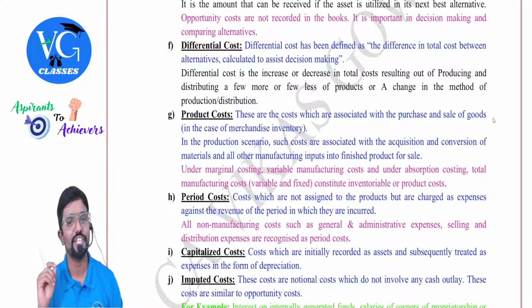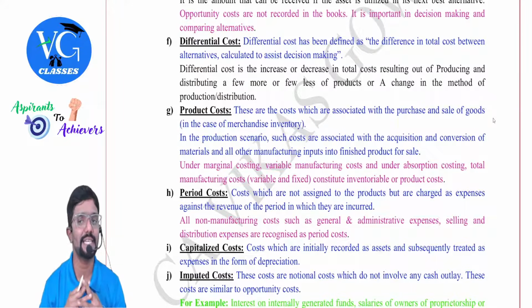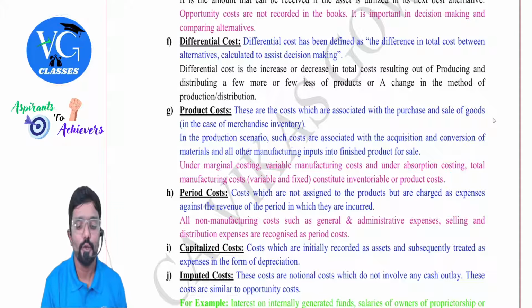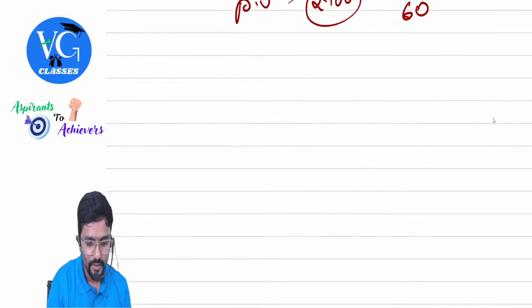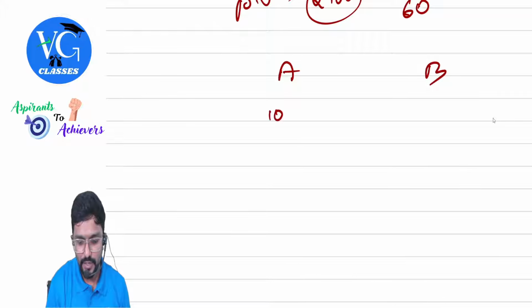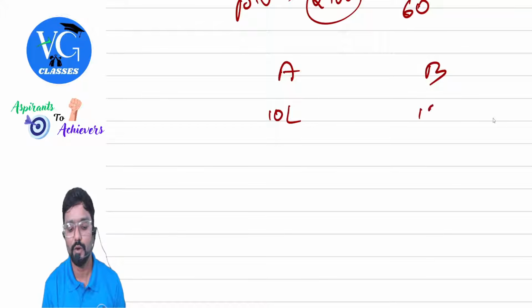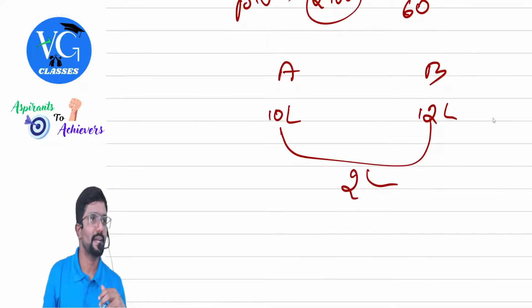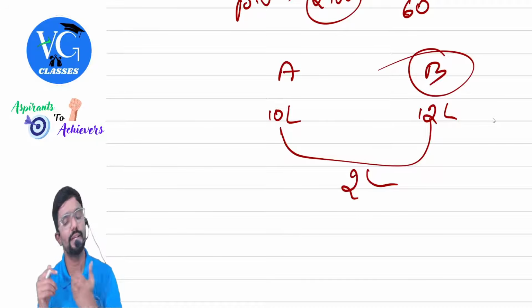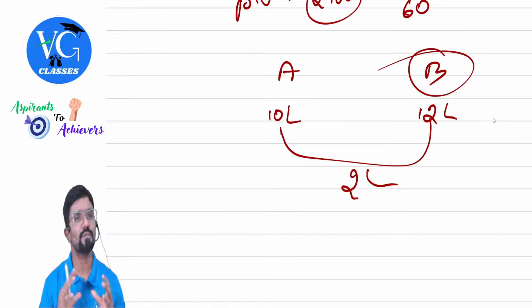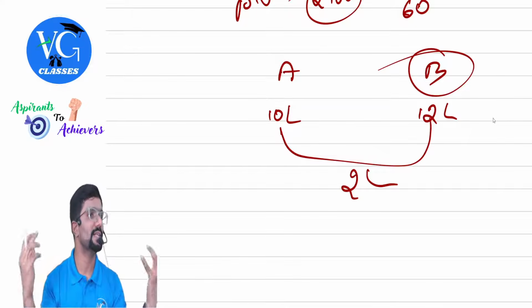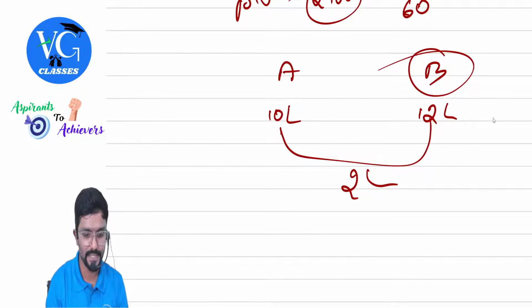Sure. Differential cost. Differential cost has been defined as the difference in total cost between alternatives calculated to assist decision making. Guys, see, I have two different alternatives to produce my product, A and B. If I go with alternate A, 10 lakh is the cost. If I go with alternate B, 12 lakh is the total cost. What is the difference in this cost? 2 lakh. So what is the additional cost I will incur if I go with B? 2 lakh. Clear? So if I am comparing any two alternatives, the difference in total cost between them is called differential cost.